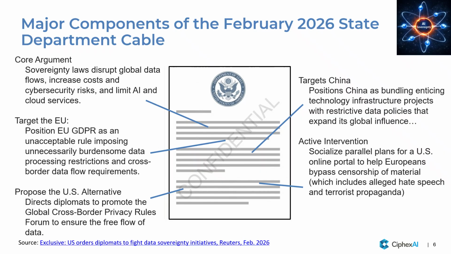The cable also targets China and tells countries that they should be wary of all the infrastructure projects that are going on there, which are many. They're also saying that a lot of the global infrastructure policies come with technology and technology infrastructure, and they should be wary of the restrictions that are placed upon them. And then finally, if that wasn't enough, the US administration is also going out of their way to develop a portal so Europeans can bypass censorship, and censorship that would also include hate speech and terrorist propaganda.